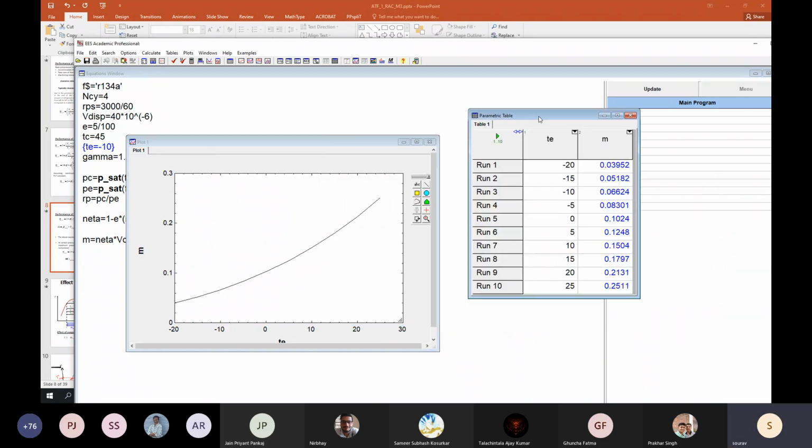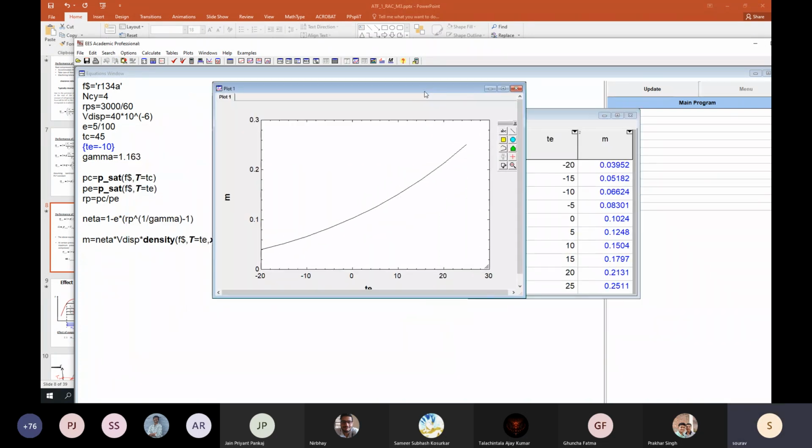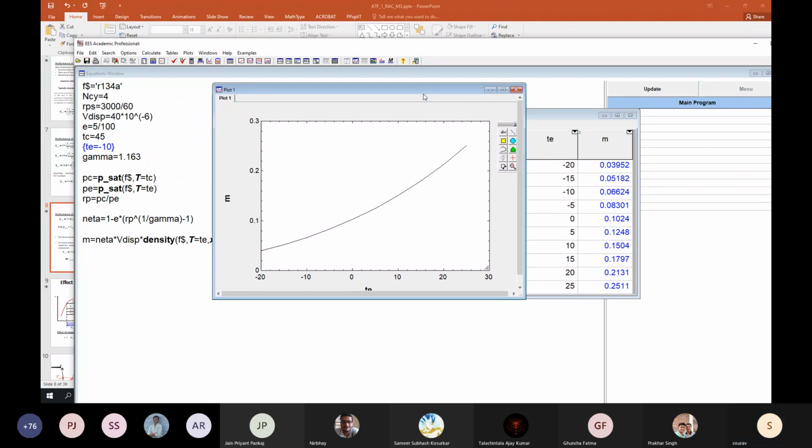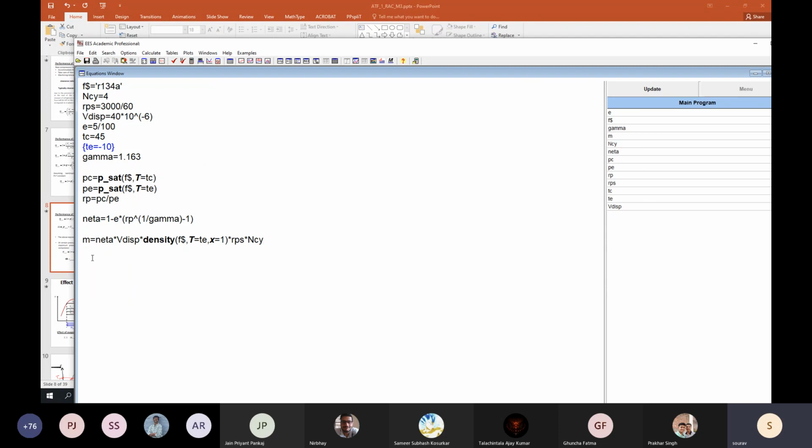So this is how you can create the plots and tables in EES. Okay, so let's now check the enthalpies because we ultimately need the power consumed by the compressor and the refrigeration capacity. Let's call the enthalpy at the exit of the evaporator H1. Enthalpy, fluid name, T equals TE, X equals 1.